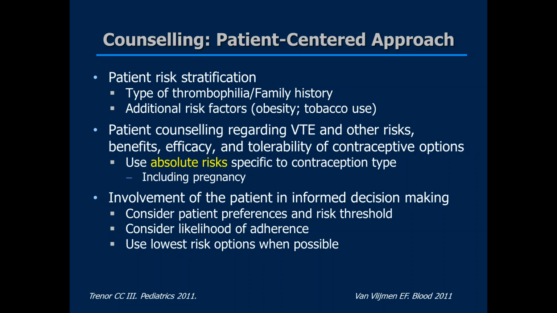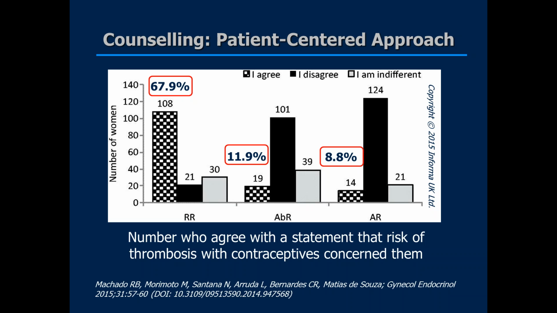And it's important that we use absolute risk because that provides us with the best information. And we need to involve the patient in this type of informed decision-making because they're the ones that live with the consequences. We need to consider their preferences and their risk thresholds, the likelihood of their adherence to a form of contraception, and obviously we should try and use the lowest risk options when possible. And in a couple of slides, I've just emphasized over and over again using absolute risk.